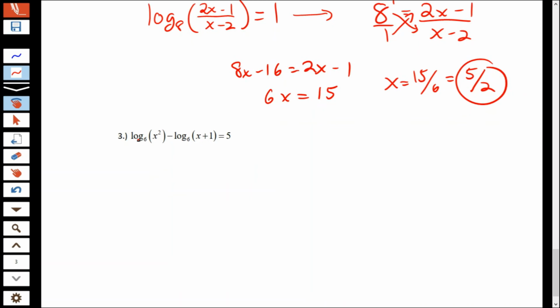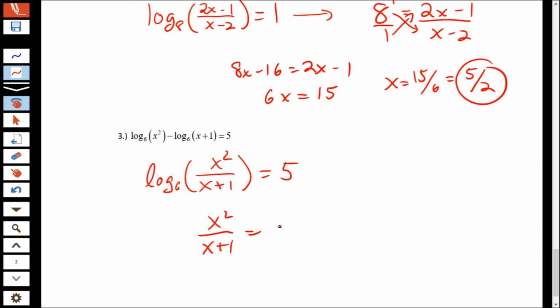Here's one more like the latter problem. The problem number 2, this is log base 6 of, condense, we get x squared over x plus 1 equals 5. Change this to an exponential equation. X squared over x plus 1 equals 6 raised to the 5th power. And then you can solve it from there. Okay, it's going to be a really big number, going to be a bad quadratic, but it's still doable at this point with what you're going to need.